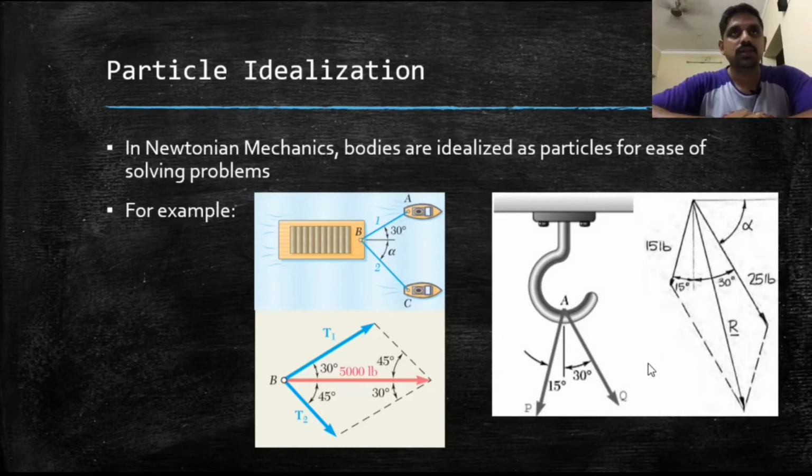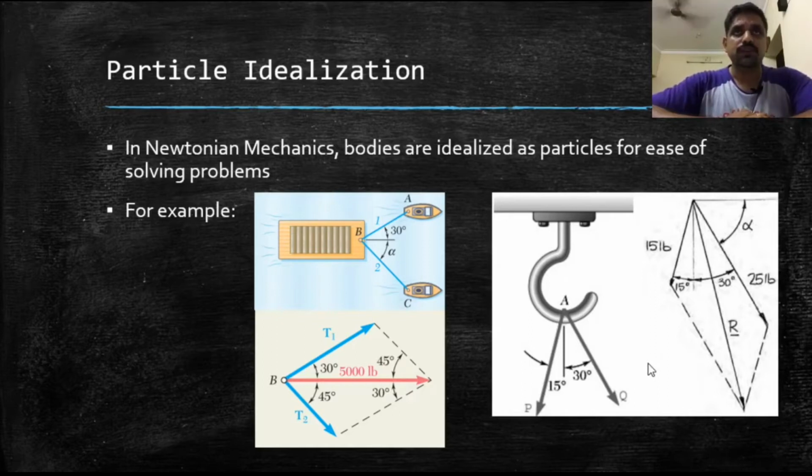Let's learn together. So, today we are going to see the idealization of a rigid body as a particle. This image is already familiar to you. Two tugboats are pulling a barge, and if you see, the barge is idealized as a particle. The forces acting on the barge due to the tugboats are represented as tension forces T1 and T2.